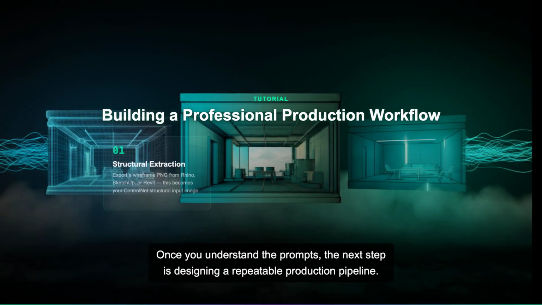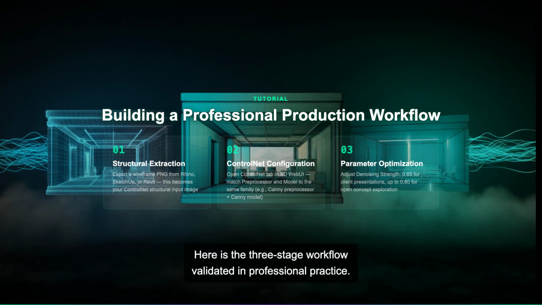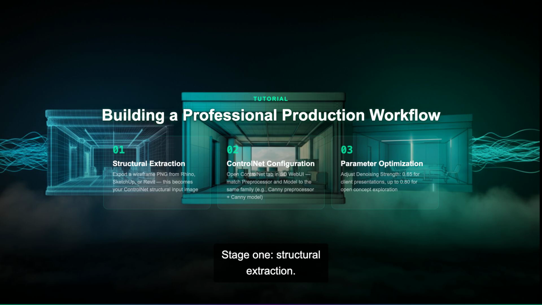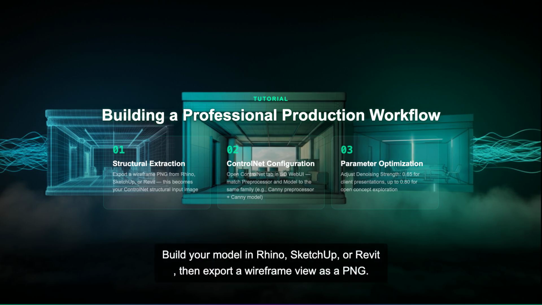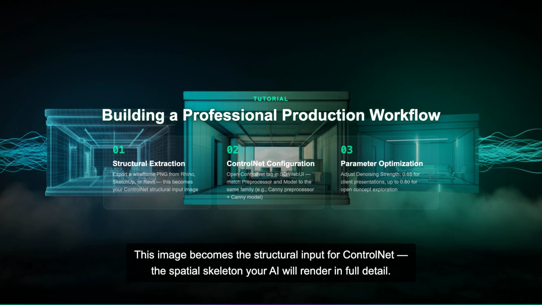Once you understand the prompts, the next step is designing a repeatable production pipeline. Here is the 3-stage workflow validated in professional practice. Stage 1, structural extraction. Build your model in Rhino, SketchUp, or Revit. Then export a wireframe view as a PNG. This image becomes the structural input for ControlNet, the spatial skeleton your AI will render in full detail.